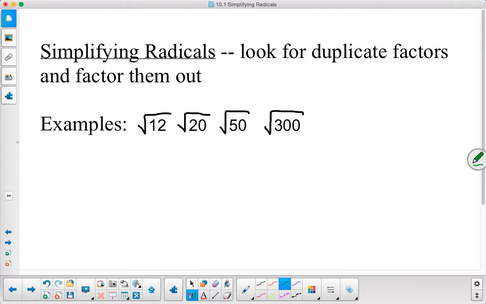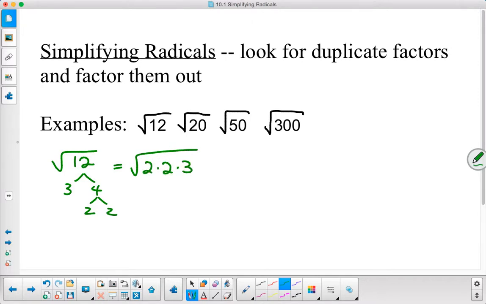Okay, then we started just simplifying radicals. So again, pause so that you can write your notes down. When we simplify radicals, we're looking for duplicate factors and we will factor them out. So the square root of 12, do your factoring tree. List the factors. If you put them in order, it will be easier to do the next step. Make sure you're just using the prime numbers in your factoring.